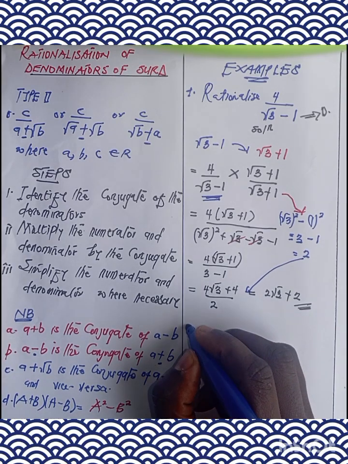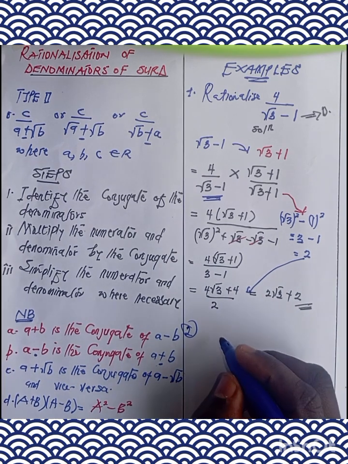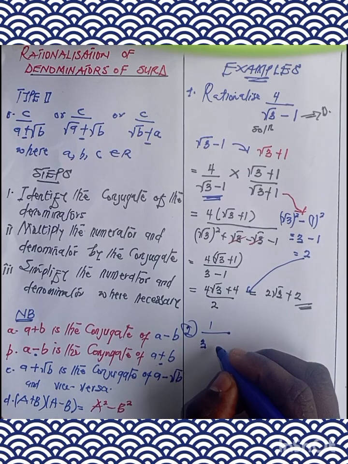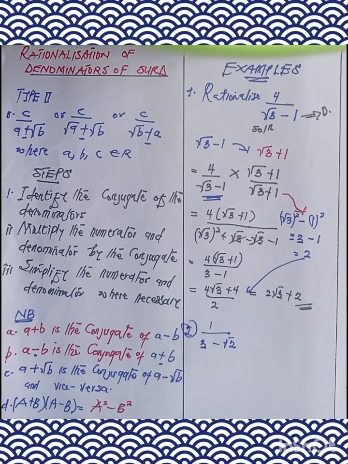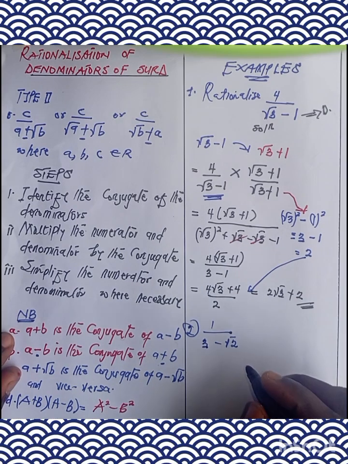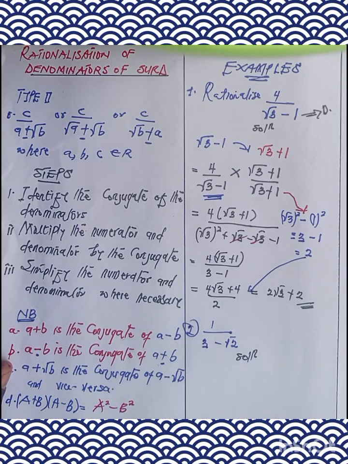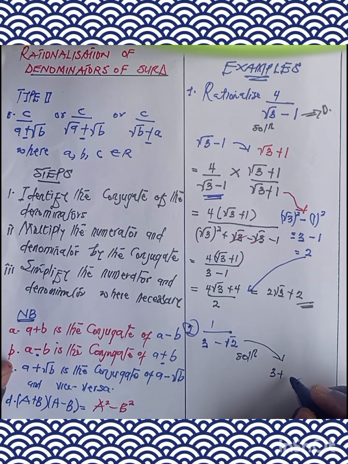Example 2. We are to rationalize 1 out of 3 minus root of 2. We have to rationalize 1 out of 3 minus root of 2. So following the same principles and methods, this is how we are going to get. The conjugate of the denominator, we know that it is going to be 3 plus root of what? 2. Now we multiply this by the numerator and the denominator of the fraction.